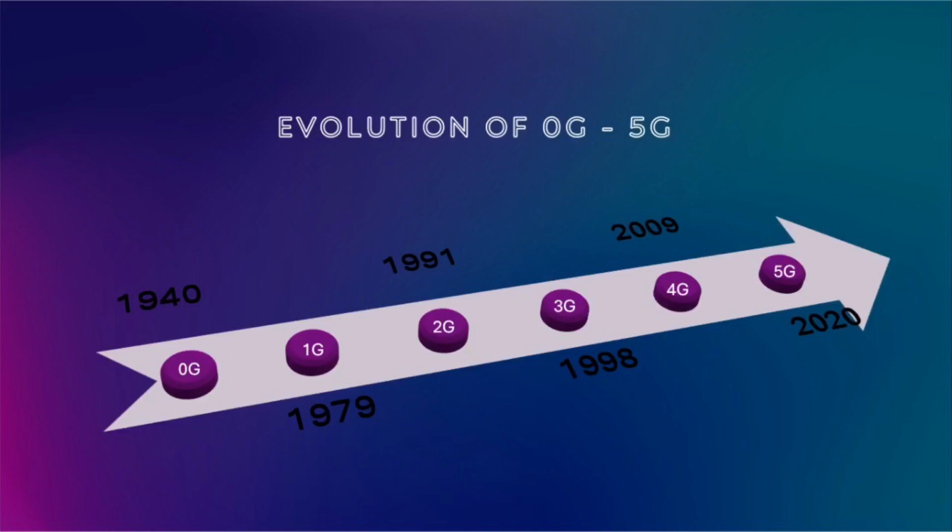First of all, just for your information, the G in 0G to 5G stands for generation, and the number is just a representation of the evolution of technology. So this is the evolution of wireless technology from 0G to 5G. Let's take a look at more detail to all of these technologies.